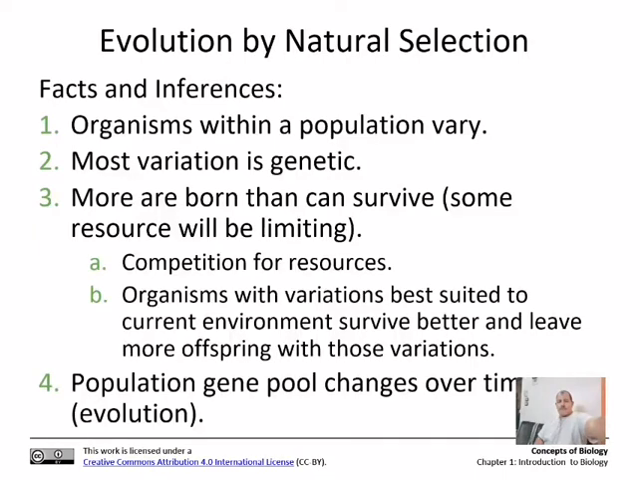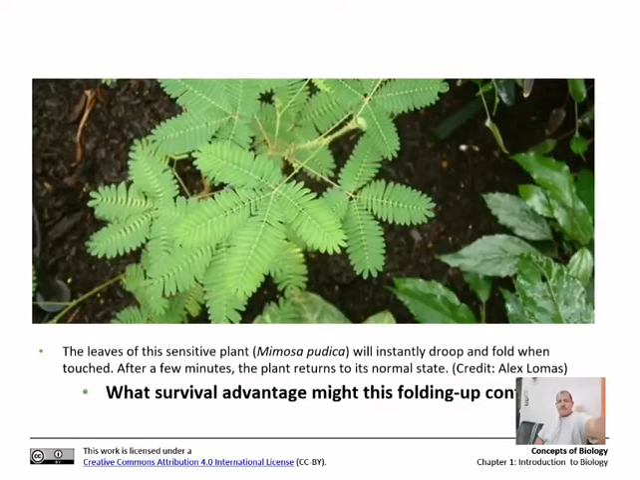Organisms within a population may vary. Most variation is genetic variation. It's caused by genes. When more are born than can survive, some resources will be limiting. Competition for resources will start. Organisms with variation best suited to the current environment survive better and leave more offspring with those variations. So, the population gene pool changes over time.